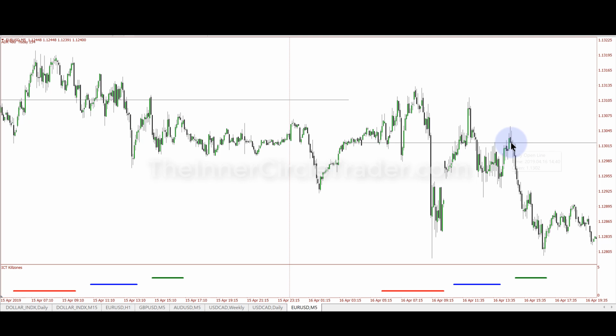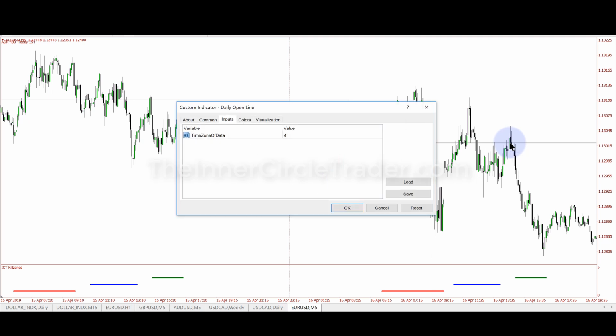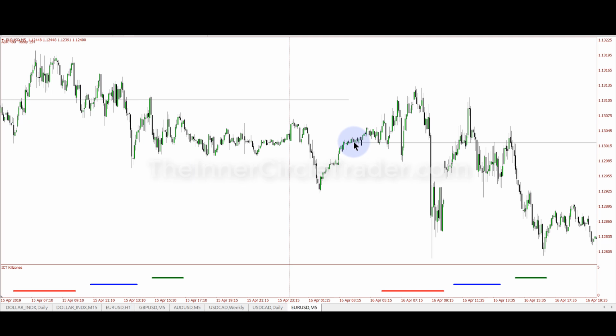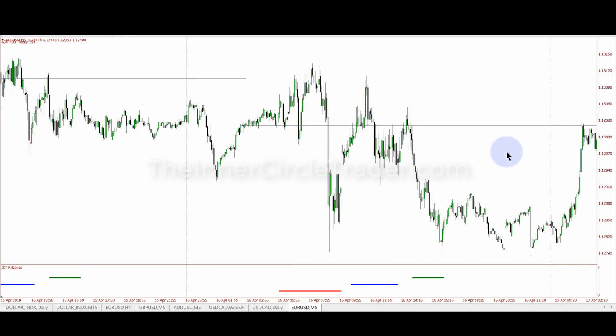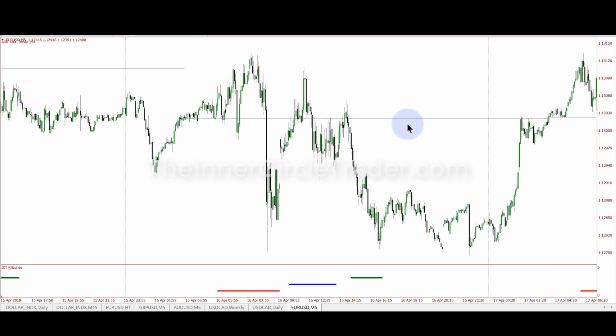If I can get this to pop up, be great. I got to get that thing out of there. This candle is the same price as that line, and it won't let me get it.